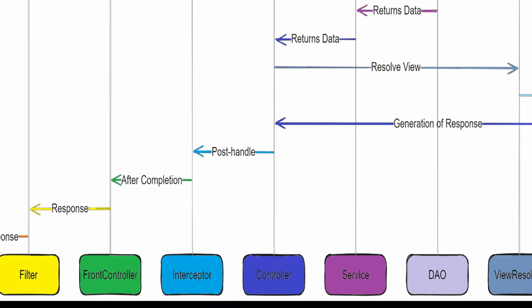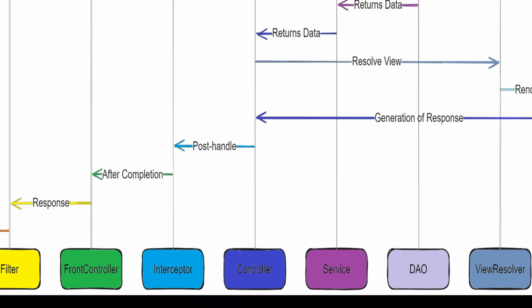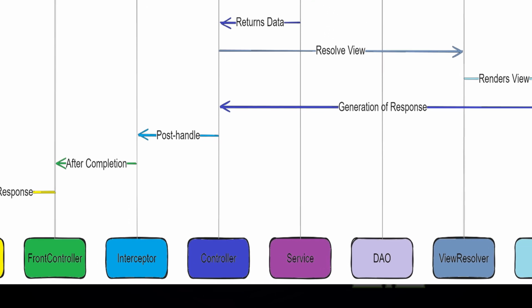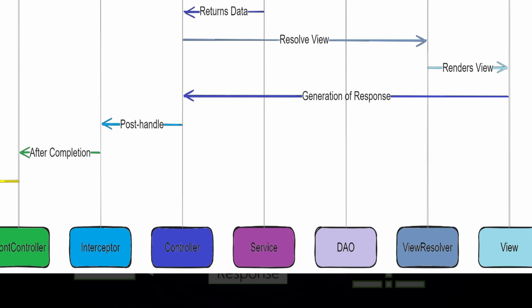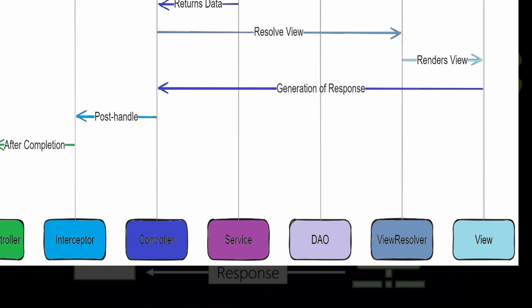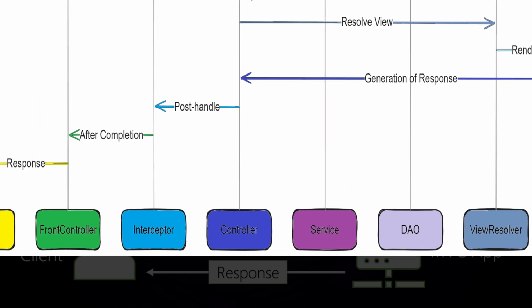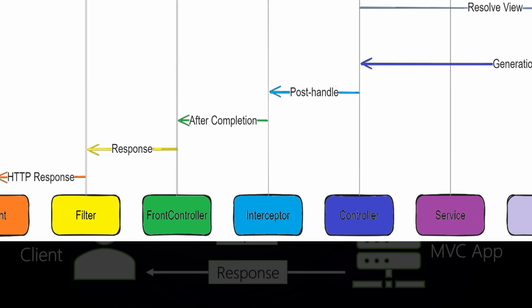Now at this point, the controller has the required processed data which it needs to send to the client. The last thing it needs is to identify which view it should return, which can render the processed data. For that, it will call ViewResolver, and in turn ViewResolver will decide the view to be returned and fill in the model data to generate a proper response. From this point, the journey of the response will start in exactly reverse order of request processing.